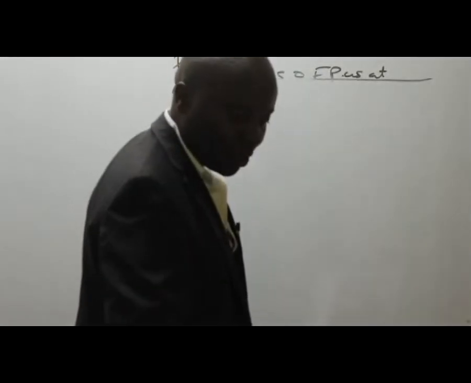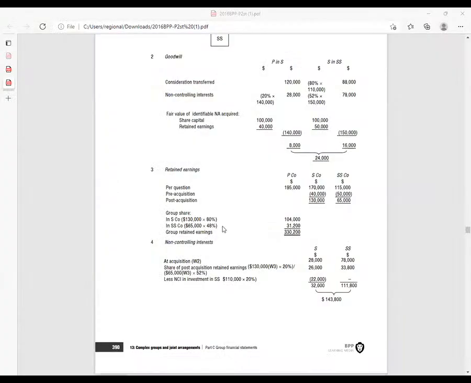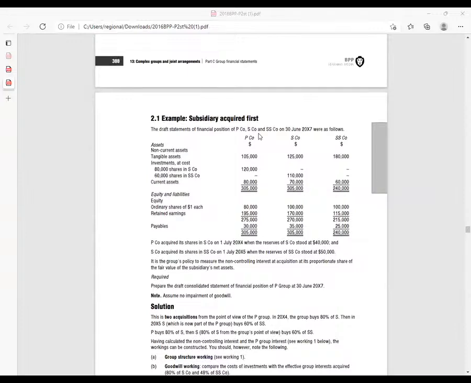To consolidate is to put together. Fortunately, all these are subsidiaries, parent and subsidiary. So we start with non-current assets, where I'll pick the tangible assets. We are consolidating everything there: 105,000 plus 125,000 of the first subsidiary, plus 180,000.